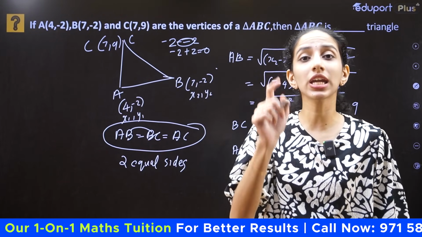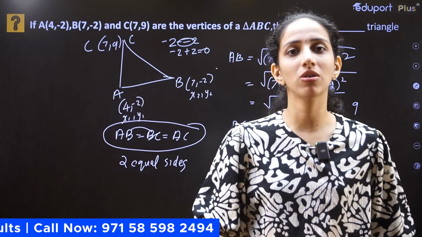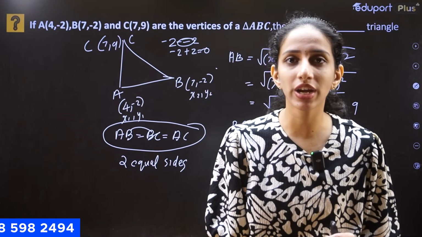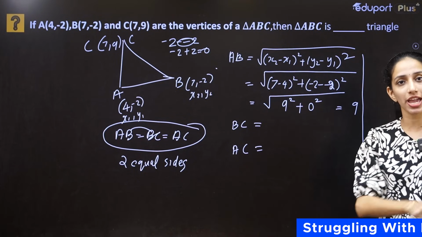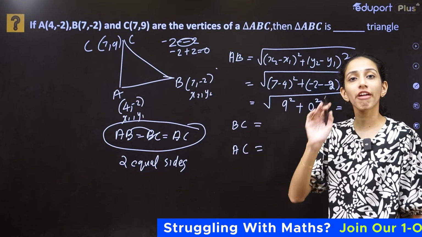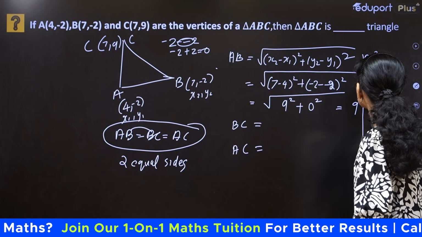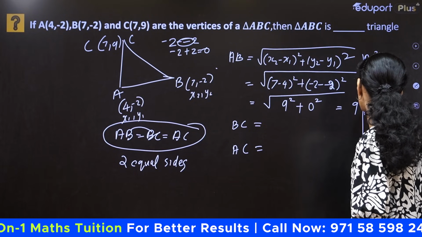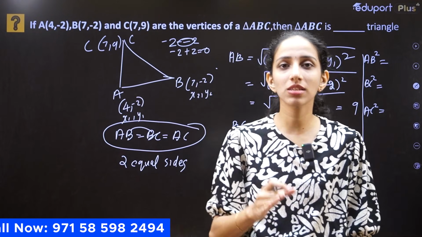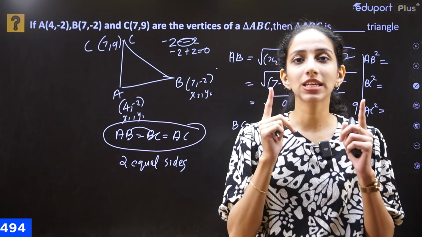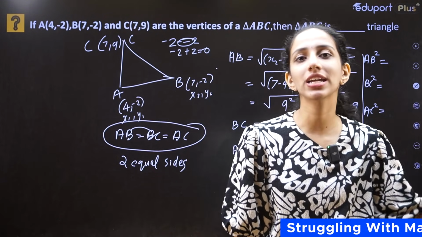And if you have three different sides, check whether it is a right angled triangle also. How will you check whether it is a right angled triangle? We already have AB, BC and AC. Then find AB square, BC square and AC square. If these values satisfy Pythagoras theorem, then we can conclude that it is a right angled triangle.